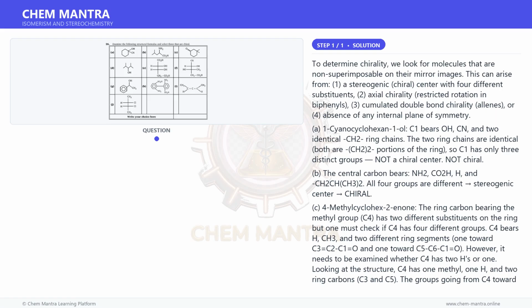D. 2,3-dimethylbutan-2-ol, or the drawn structure. The central carbon bearing OH is flanked by 2 isopropyl-type groups. If the carbon bearing OH has 2 identical alkyl groups on either side, it is not a stereocenter. As drawn, CH3-CH(C)-C(OH)H-CH-CH3. The OH-bearing carbon has H, OH, and 2 CH-CH3 groups. If those 2 groups are identical, then only 3 distinct substituents, not chiral.